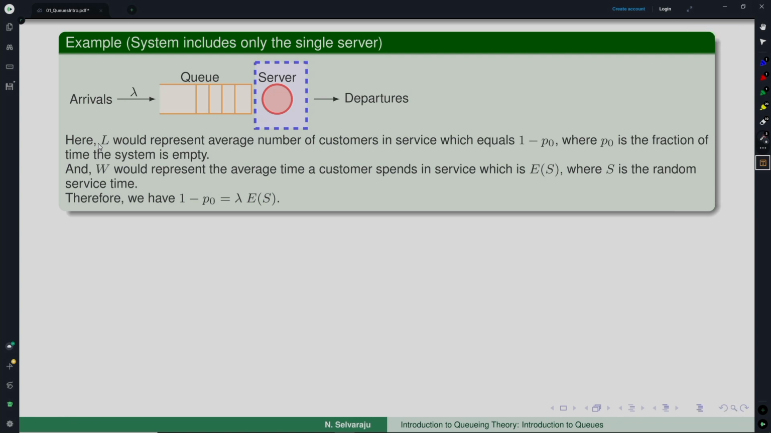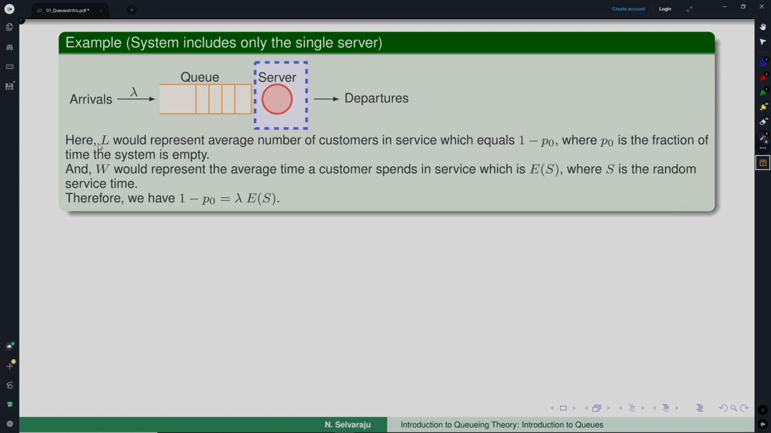Here L would represent the average number of customers in service, which equals 1 minus P naught. Remember, P n is the probability that N equals n. So, n equal to 0 means there is nobody in the system. So, P naught is the fraction of time the system is empty, that is, there is no customer. So, in the long run average, it is the fraction of time the system is empty. So, the average number of customers in service will be equal to 1 minus P naught. There is a single server here. So, it is simply 1 minus P naught that would be the average number of customers in service.